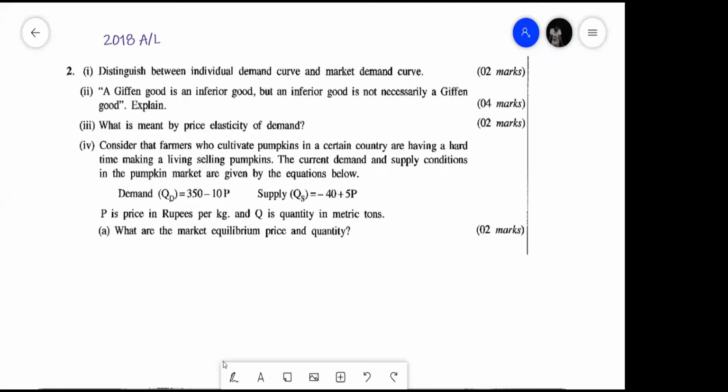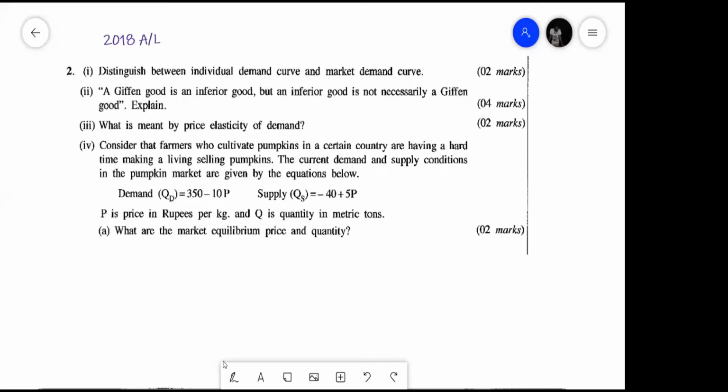Then they say a given good is an inferior good, but an inferior good is not necessarily a given good. I think I explained this when I talked about the MCQs, right? What you have to write here, guys, is that for a good to be an inferior good, there has to be a negative relationship between income and quantity demanded. If income increases and you are buying less, if the demand is decreasing, that means it's an inferior good.